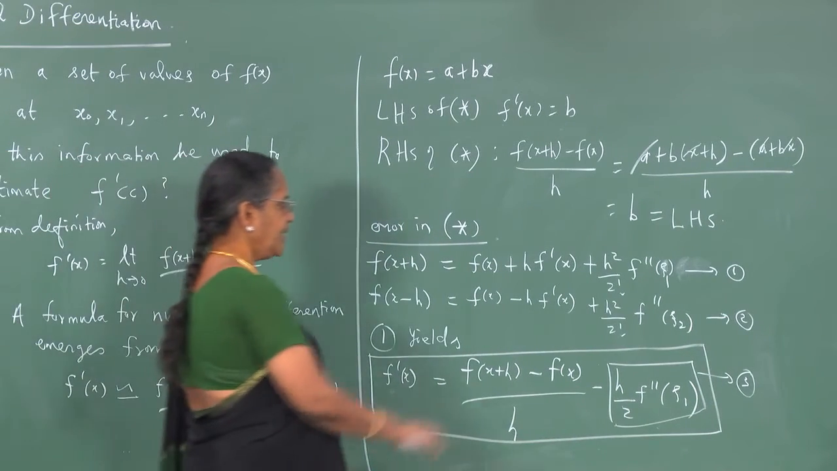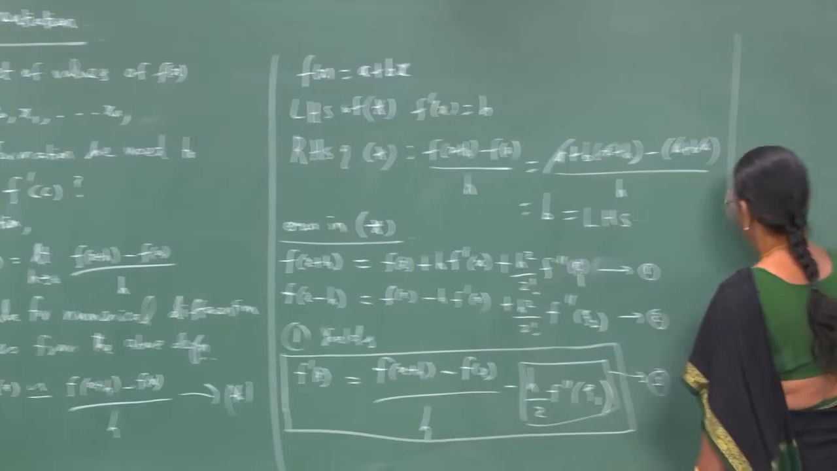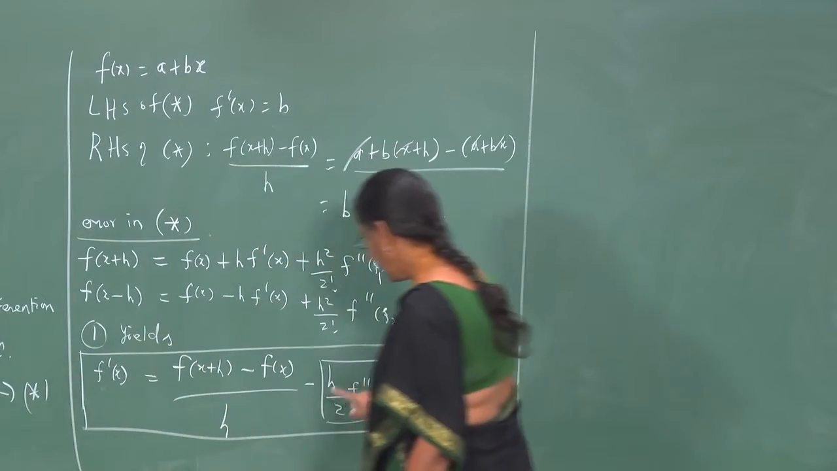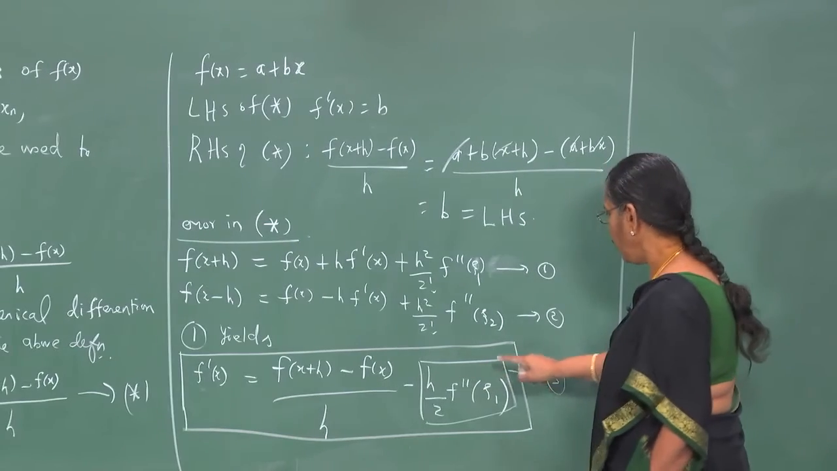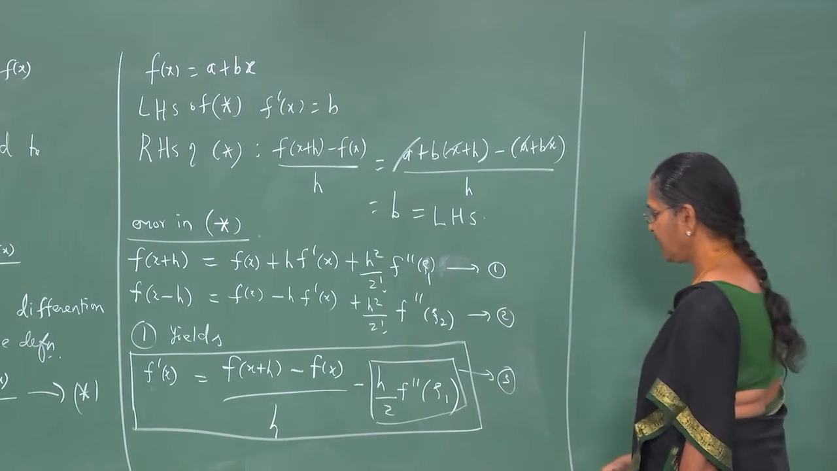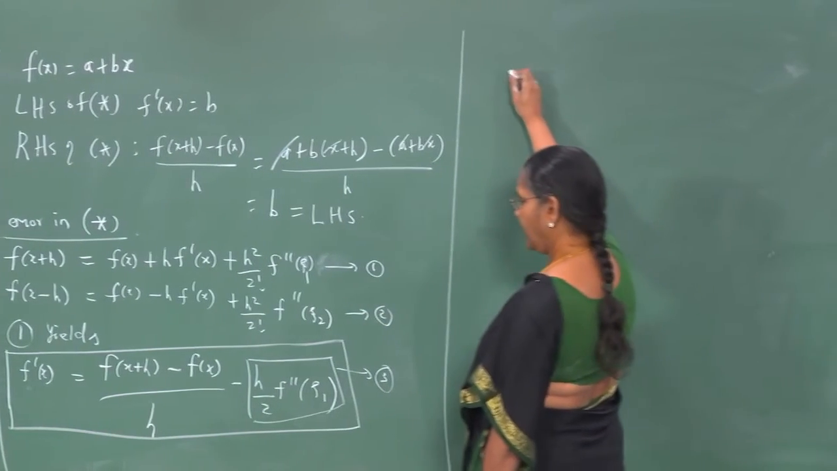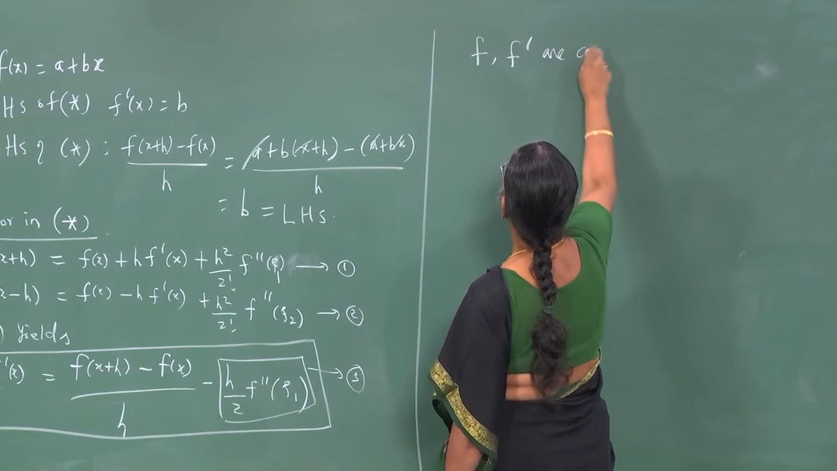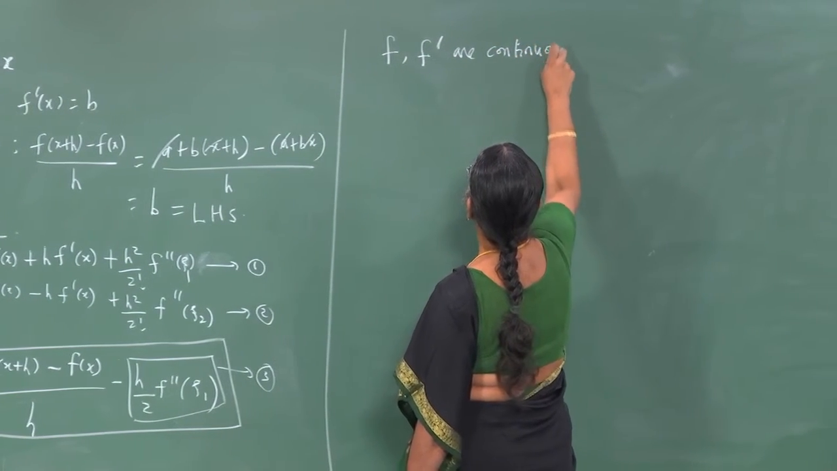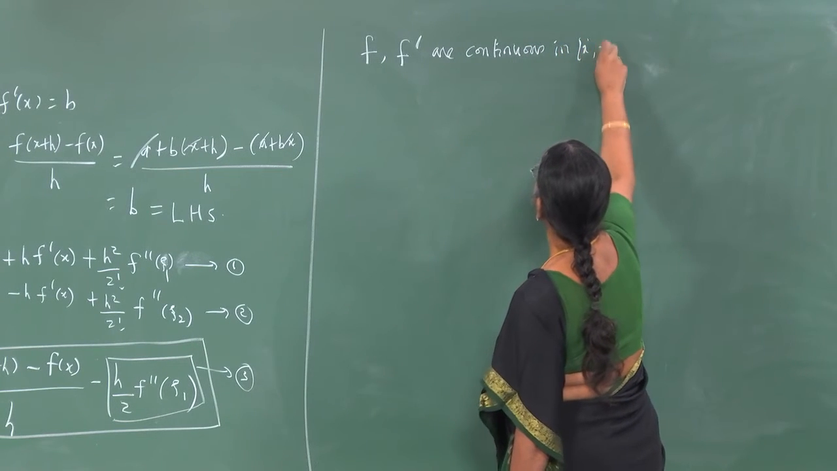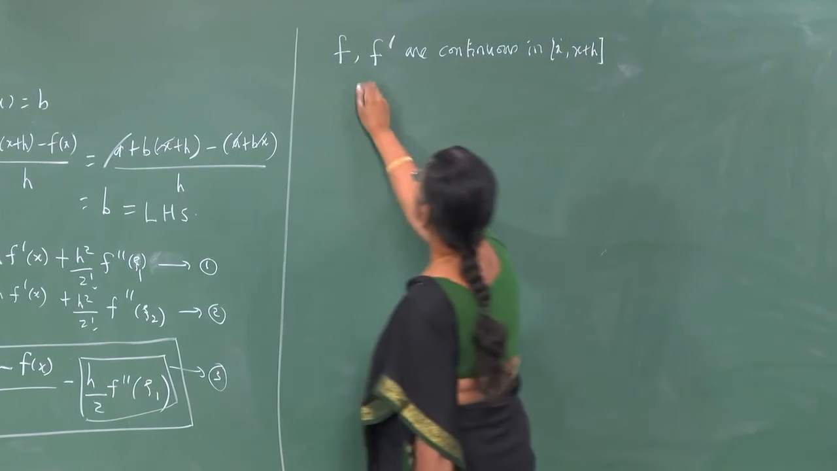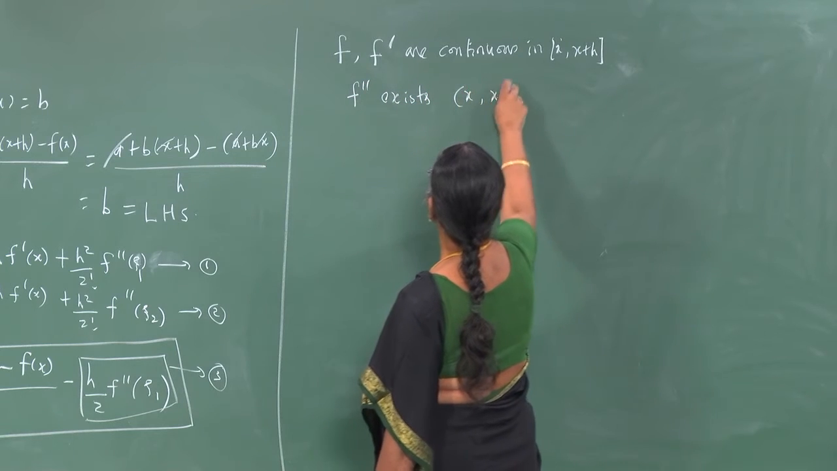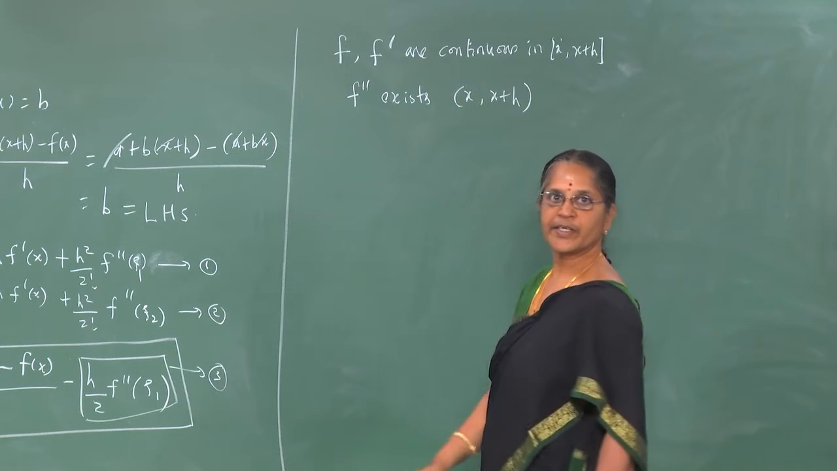In order that the approximation of f dashed of x by star is valid, when I use 3 to approximate it, we require that the function f prime are continuous in the interval x to x plus h, and that f double prime exists in the open interval x to x plus h.